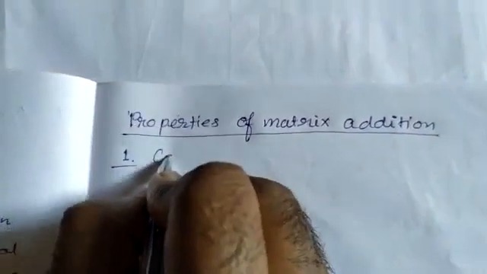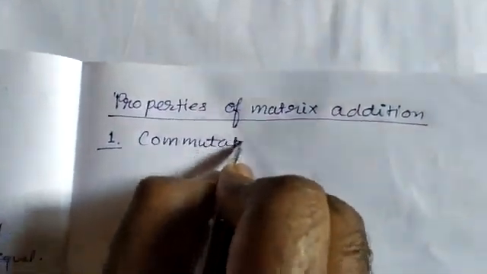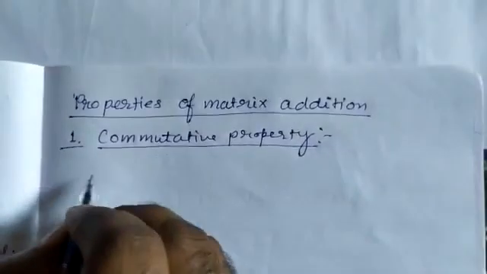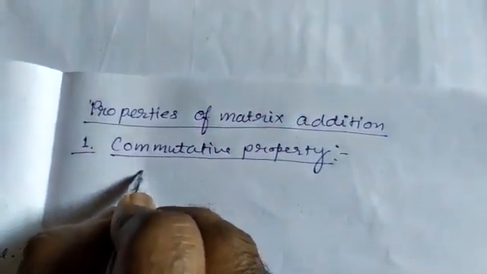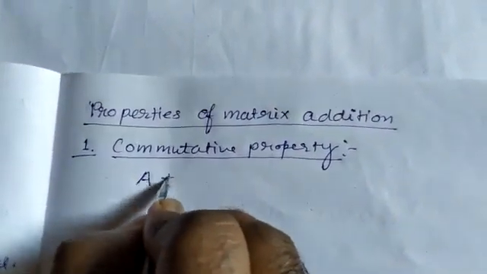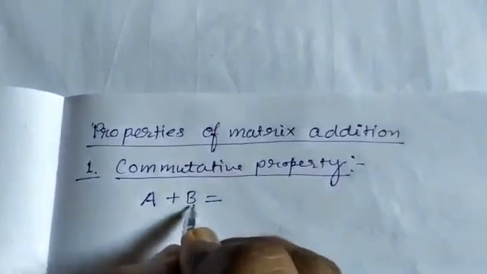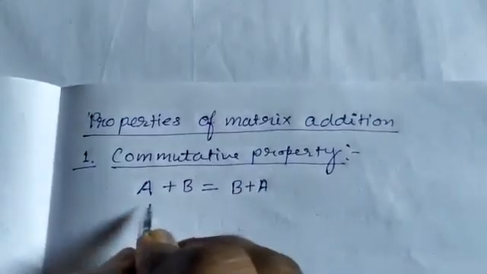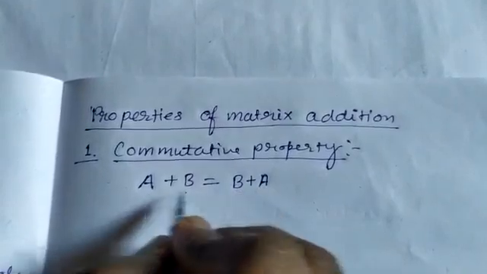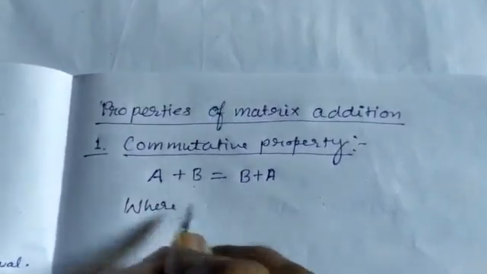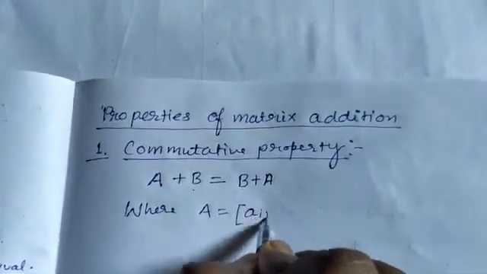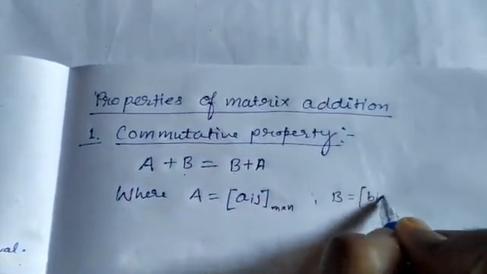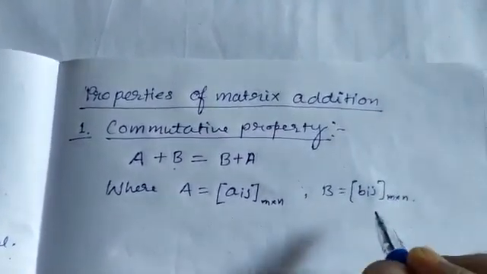The first famous property is the commutative property. Commutative property is that if there are two matrices A and B of the same order, if you add A and B, then you will get the same value as B plus A. Means the value of A plus B will be equal to the value of B plus A, where A is the matrix Aij of order m cross n, and B is also Bij of m cross n, of the same order.